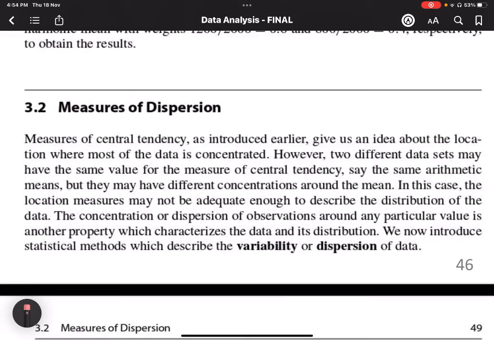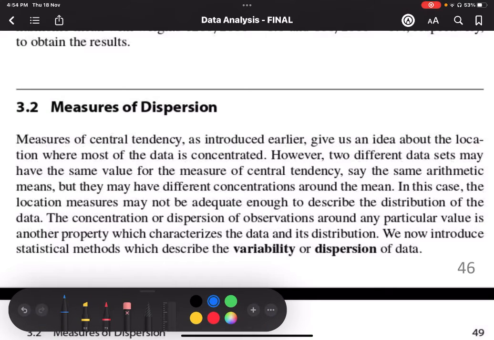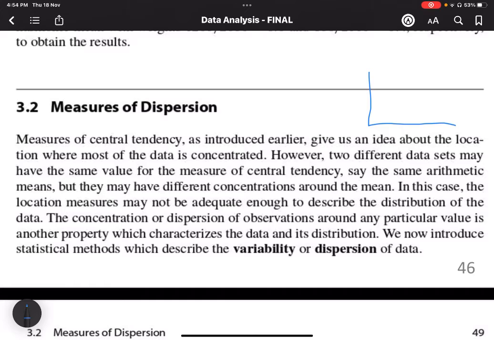Now we go now with measures of dispersion. Measures of central tendency, as introduced earlier, gave us an idea about the location where most of the data is concentrated. However, two different data sets may have the same value for the measure of central tendency, say the same arithmetic means, but they may have different concentrations around the mean. So, ibig sabihin kasi ng measures of dispersion, if we have the graph, for example, may graph tayo, ganyan, no? So, nandito yung na-locate natin yung kanyang, let's say, for example, meron tayong normal distribution.